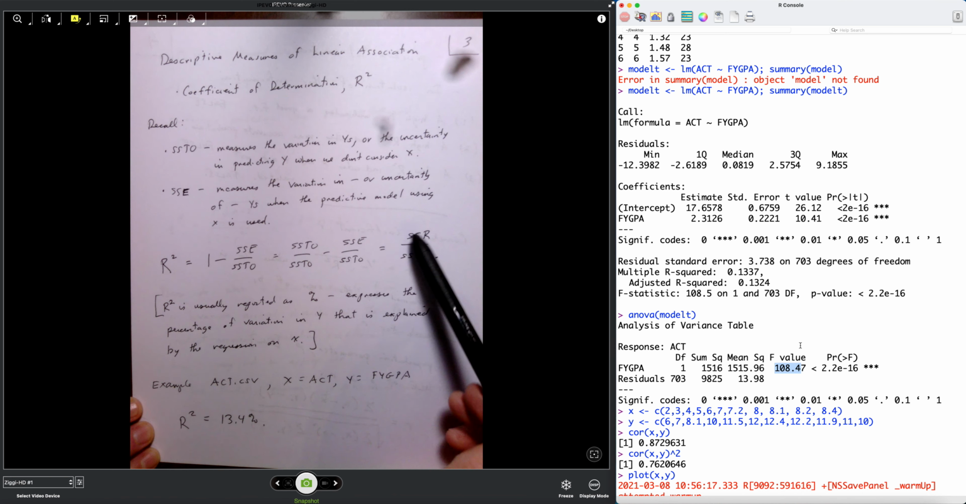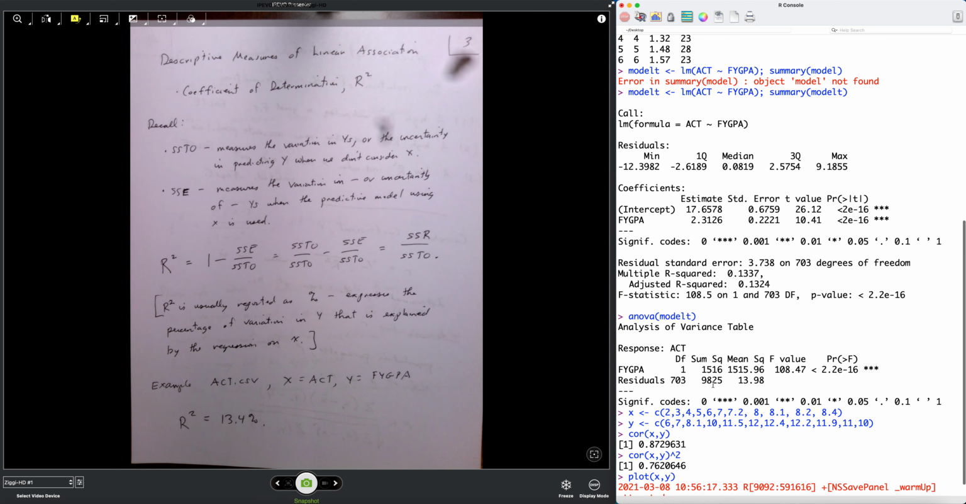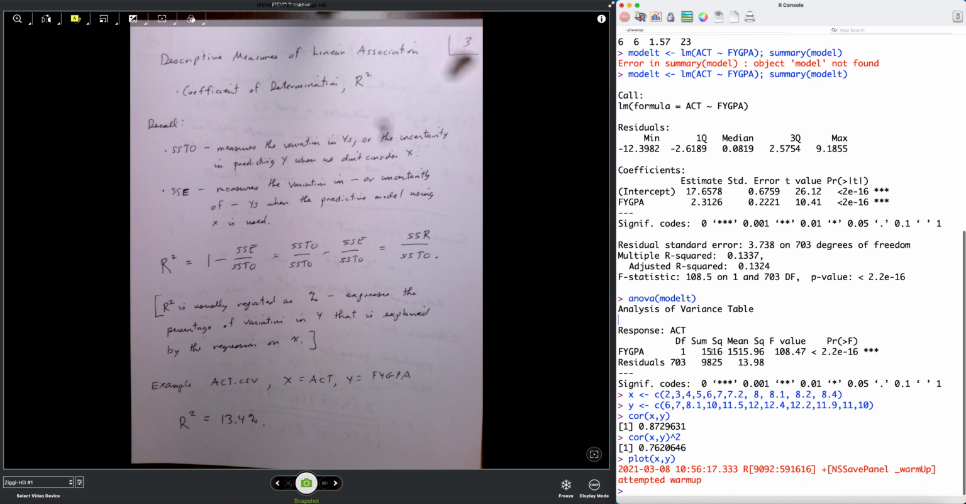Now, if I'm going to calculate r squared by hand, then this is the form that I'll always try to get the result in. And just make a note here that r squared is usually reported as a percentage, and what it expresses is the percentage of variation in y that is explained by the regression on x. So if we go over here, we can see from the ANOVA model that the sum of squares for the regression is 15.16. This output doesn't give the total sum of squares, but we know that it's just 15.16 plus 98.25.